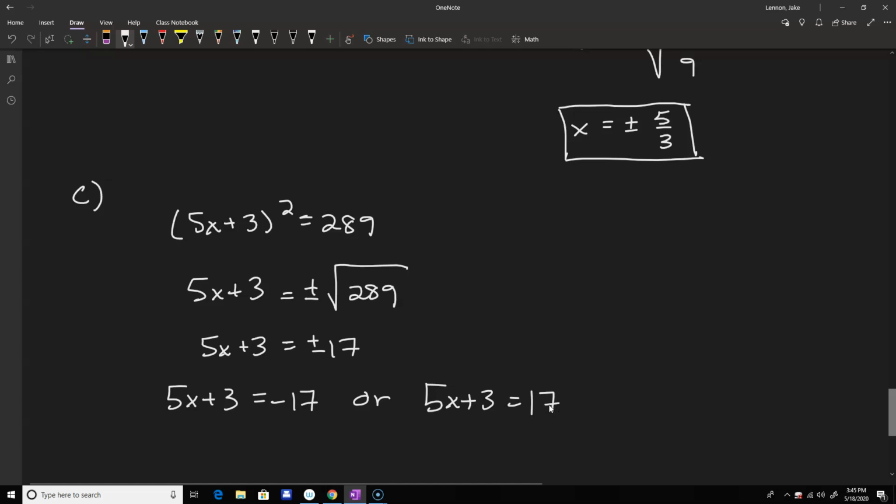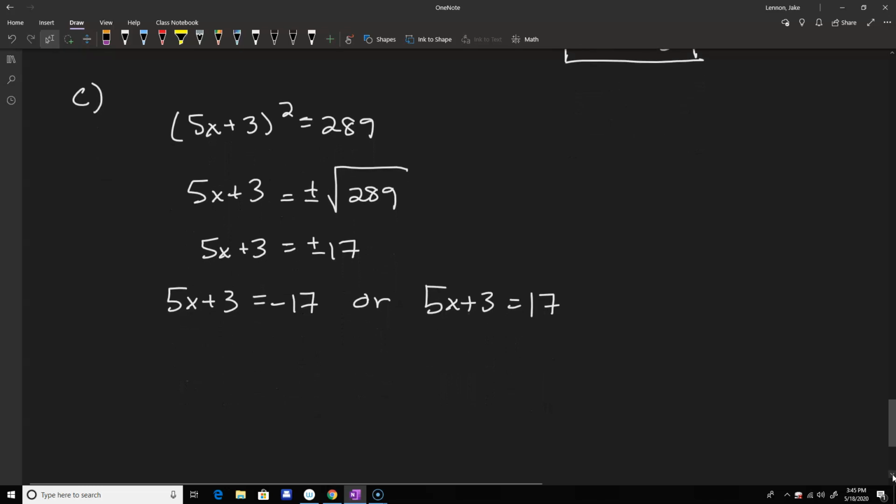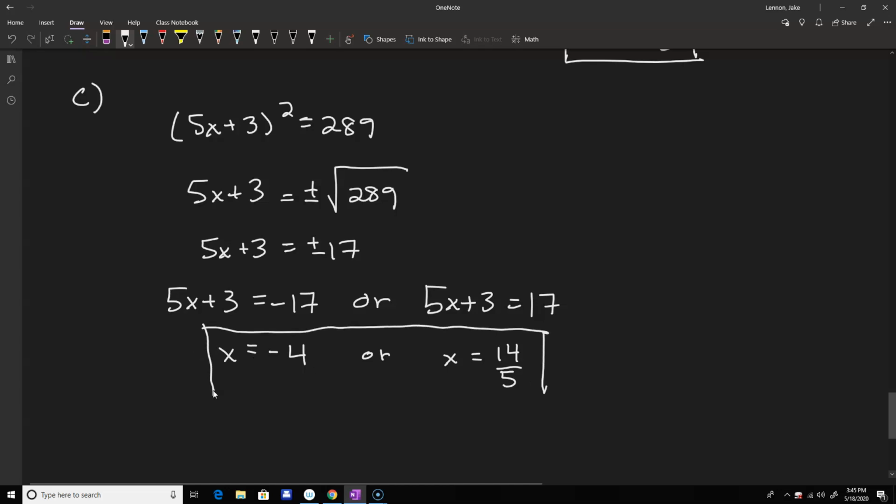And then you can solve each of those linear equations, so I'll leave the details to you. Basically, you're just subtracting 3 and dividing by 5, but the two resulting solutions should be x equals negative 4 or x equals 14 over 5. Again, I've skipped the steps there, but if you've watched the linear equations video, that should be pretty easy. Just subtract 3 in both equations and then divide by 5.